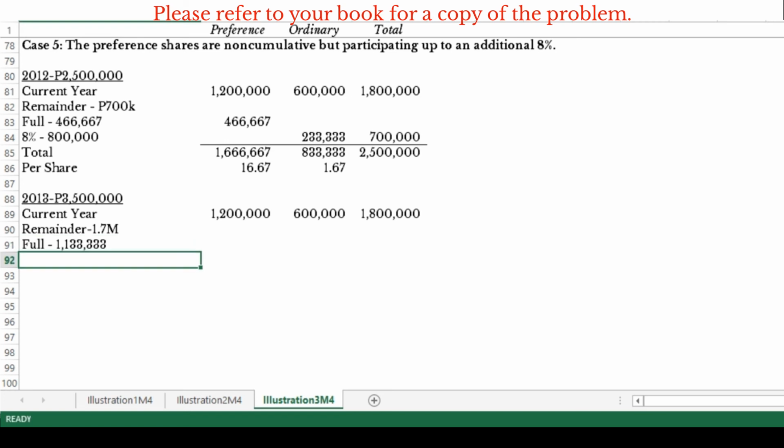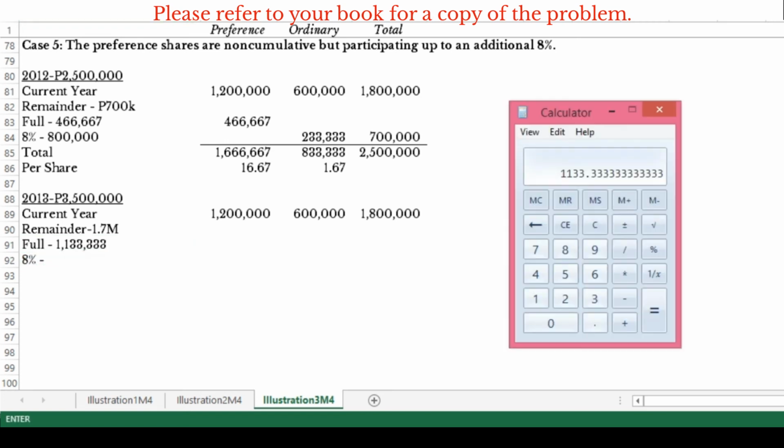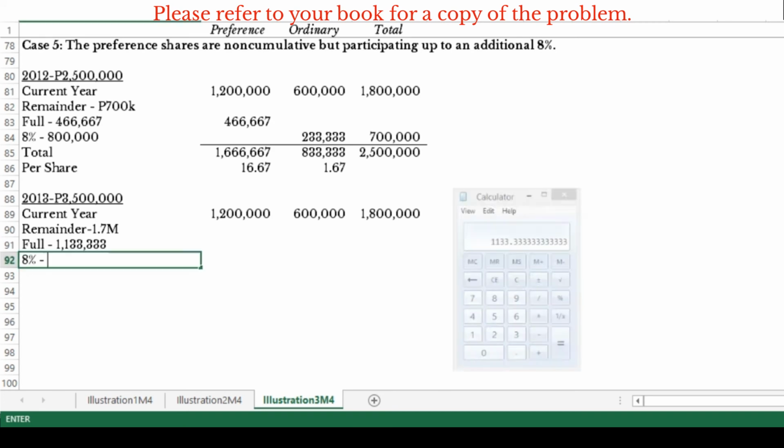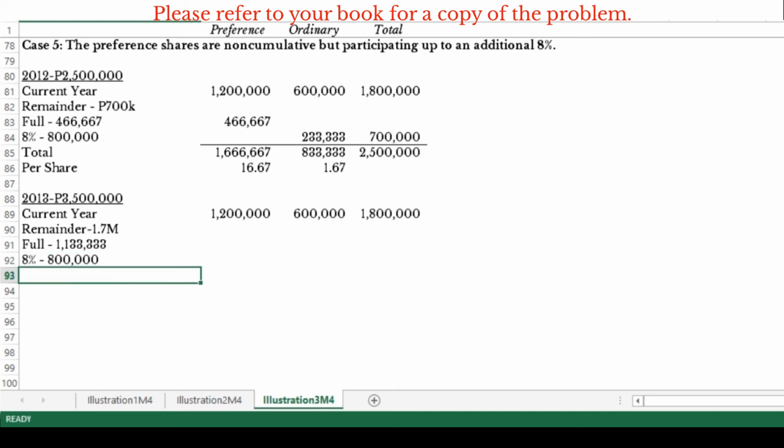333,333 million. Then, if at 8%, ang magiging share po ni preference share is, ayun na, yung kanina, 800,000. So, ano mas mababa sa dalawa? Yung full participation niya na 8%. So, this time, susundin na natin yung 8%. Kanina kasi, mas bababa sa 8%. Kaya yung sinunod natin. Pero again, the 8% is the maximum. Pero hindi ito yung minimum amount when it comes to participation.